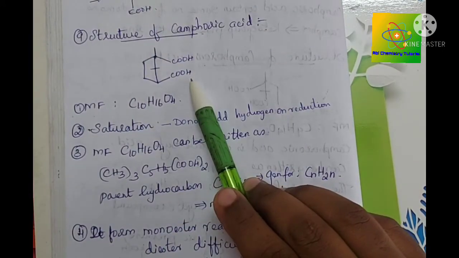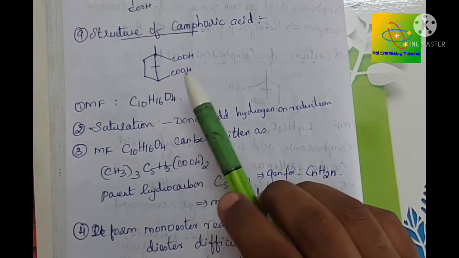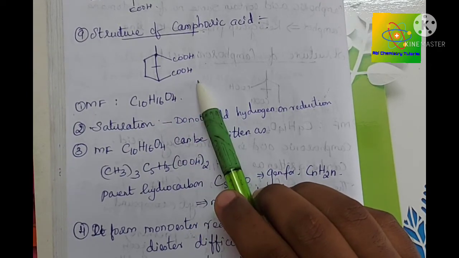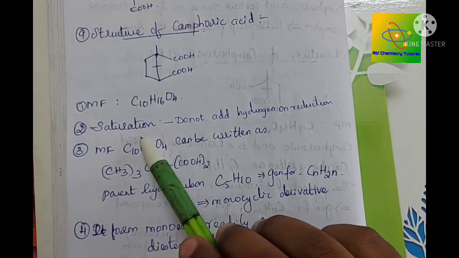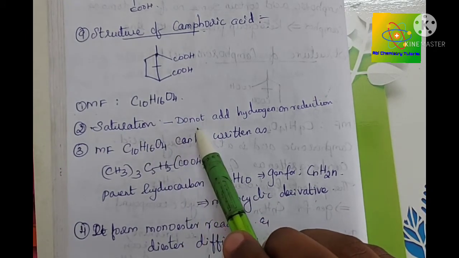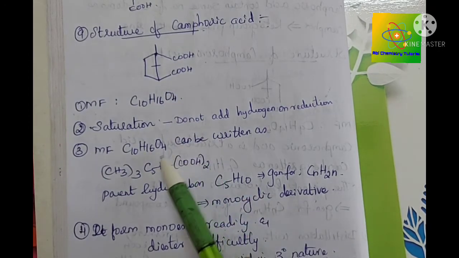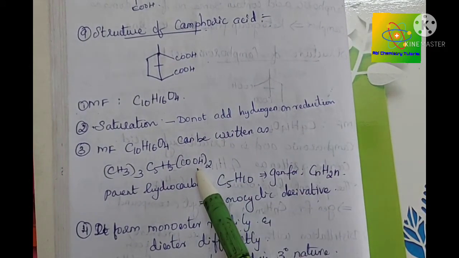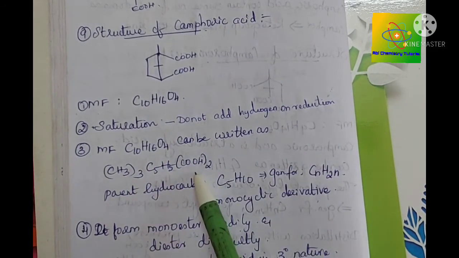So this is the structure of camphoric acid. It is a dicarboxylic acid. So the molecular formula of camphoric acid is also determined by elemental analysis and molecular weight determination as C10H16O4. And next we are doing the test for saturation, and here also it does not add hydrogen on reduction, which means the compound is already saturated, that is it does not have any double bond. And this molecular formula can be written as 2 carboxylic acid and 3 methyl groups separately. Okay, 1, 2, 3 methyl groups and COOH twice.